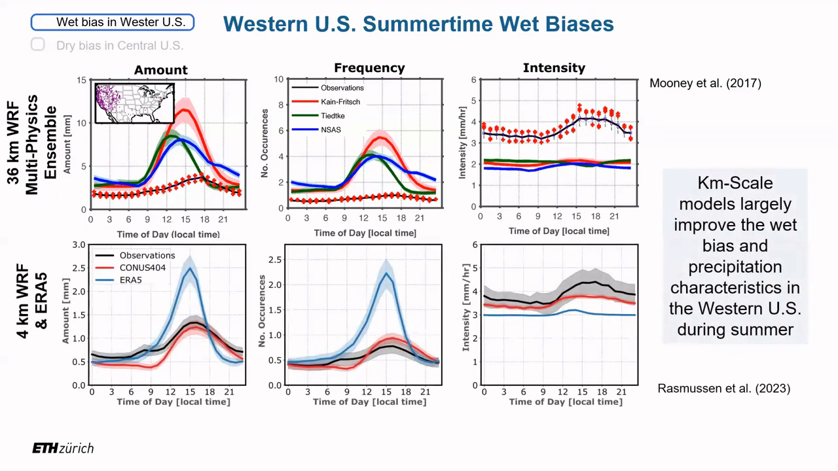Once we go to 4 kilometers with the grid spacing here, you can see that we largely improve these biases, not only the amount, but also the frequency and intensity. So this has large implications, not only for hydrology, but also think about surface energy balances, like the cloud cover is completely different in these simulations compared to the coarse resolution simulations. And just to show you, ERA5 still has these issues as well, to a lesser extent than models, but you can still find these issues in ERA5.